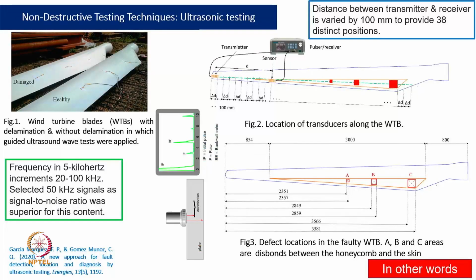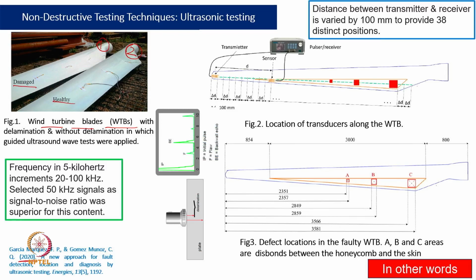So, I will just try to highlight one case study. This case study has been picked up from literature, and it was published in 2020. It is basically on wind turbine blades, and you can see the two wind turbine blades, one blade here, another one here, and it has been written also that this blade is damaged, this blade is healthy.